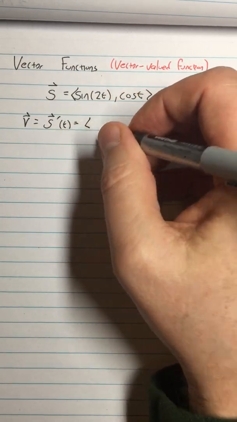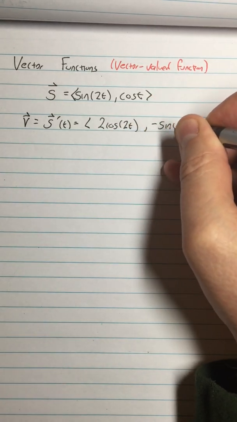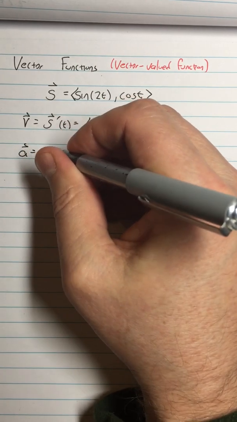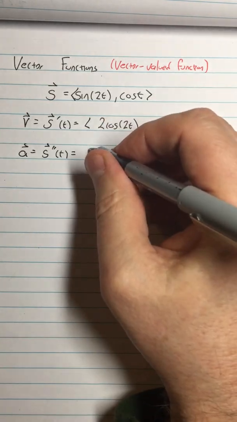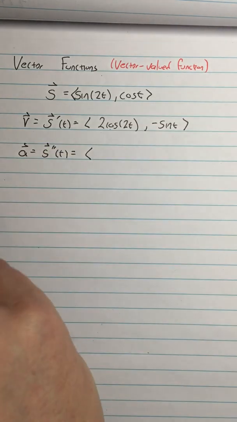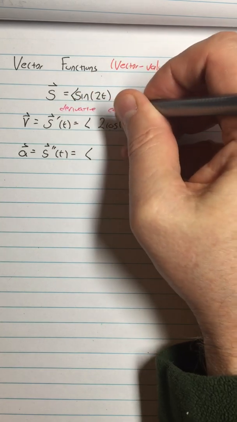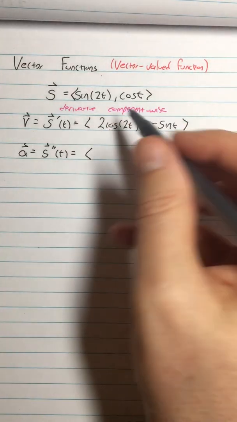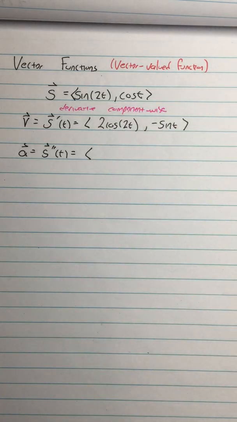And so for this function, that is 2 cosine of 2t, comma, negative sine of t. And then, of course, we can also say what the acceleration is. That is s double prime, but now s is a vector, so we're doing the derivative of this vector. So I'm basically just doing the derivative of this, derivative of this. So we can do the derivative component-wise, which means component by component. If I had 3 components, so a 3-dimensional vector, I would just do the derivative of all 3 of them. All right, so we're doing 2-dimensional vectors.